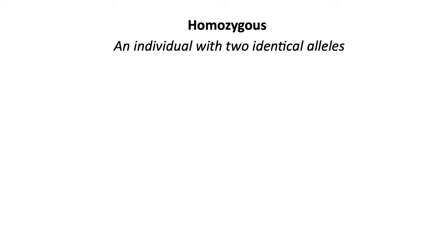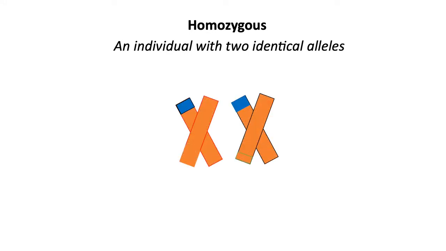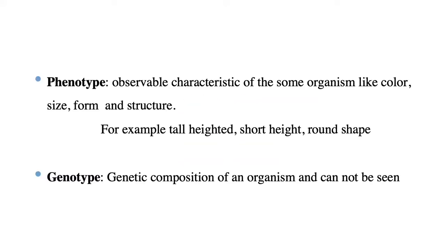So now what is homozygous? Homozygous can be explained as an individual with two identical alleles. Now what is heterozygous? Heterozygous can be explained as an individual with two different alleles. Now let's talk about the phenotype and the genotype. The phenotype can be explained as the observable parameters of an organism. For example, the color of skin, size, forms, and structure. These are known as phenotype.